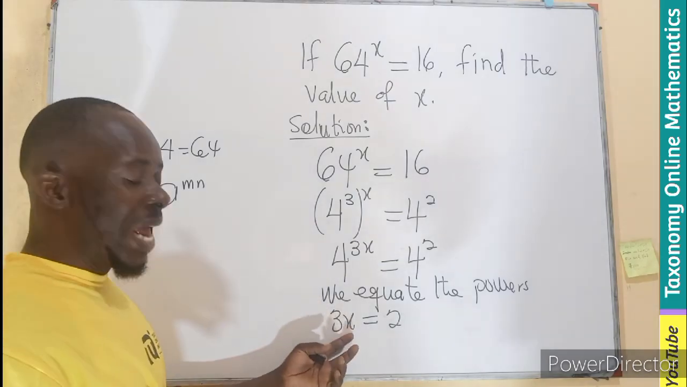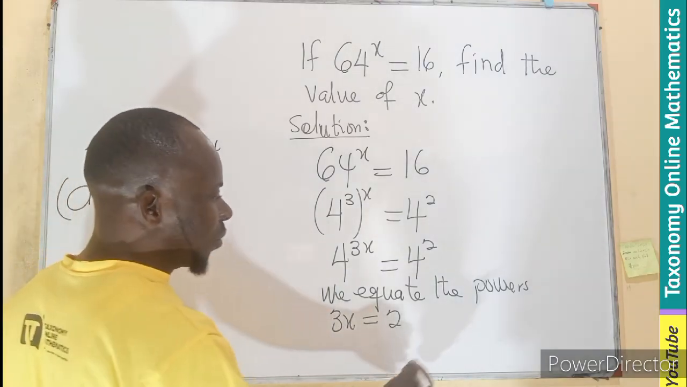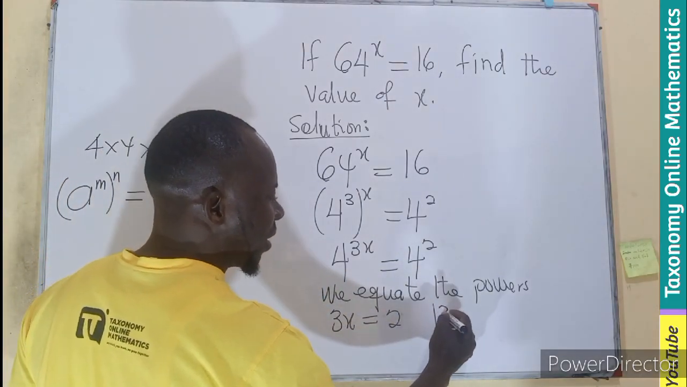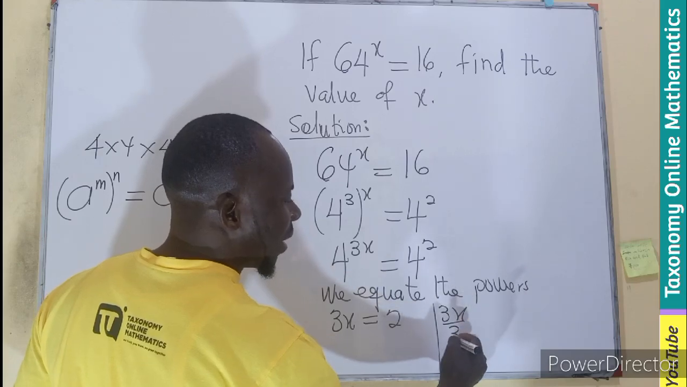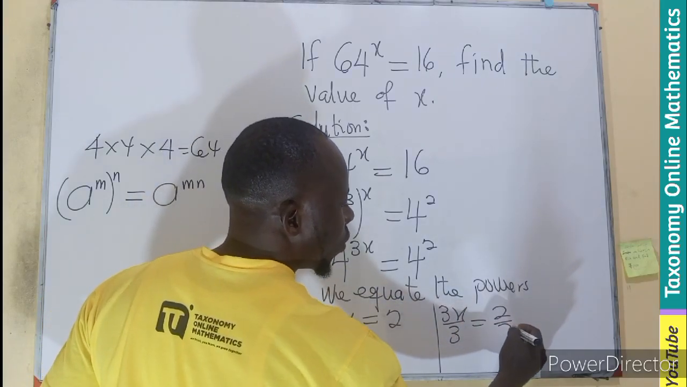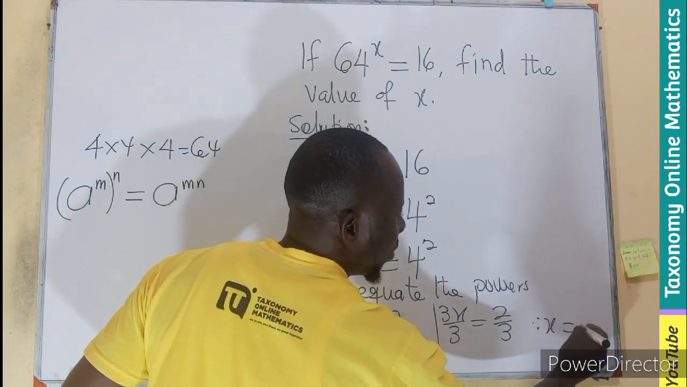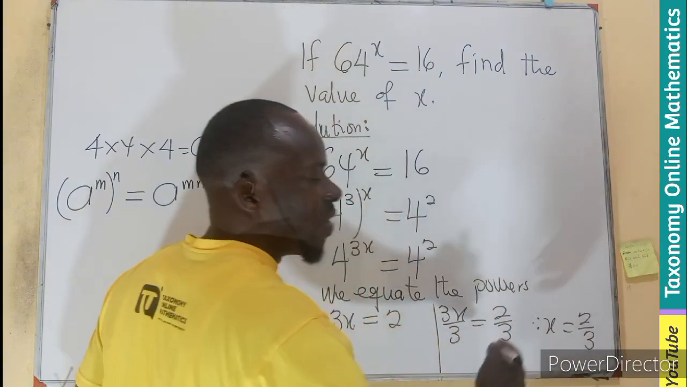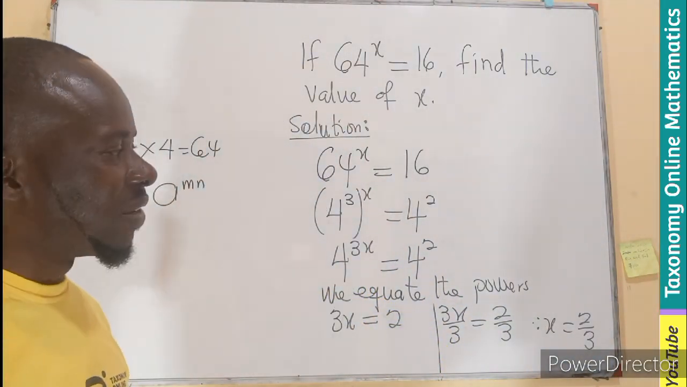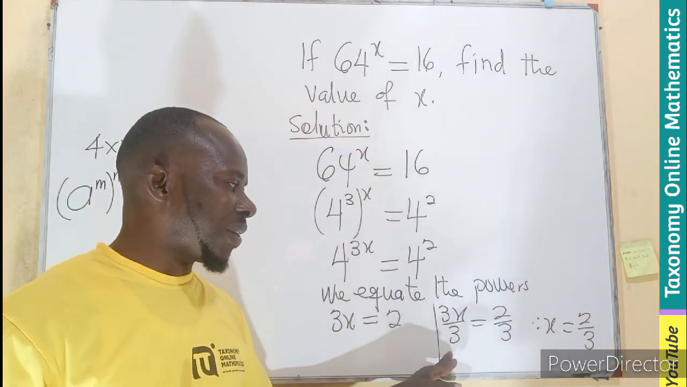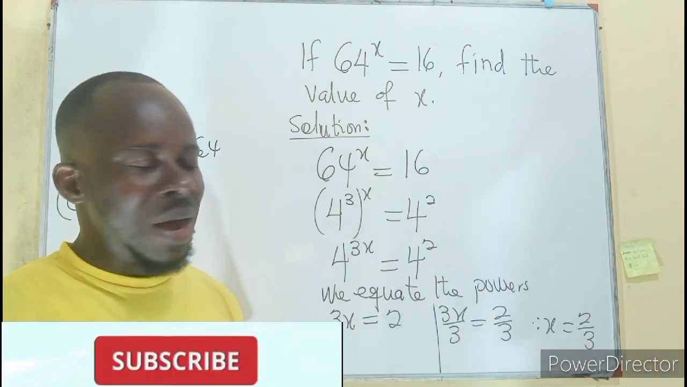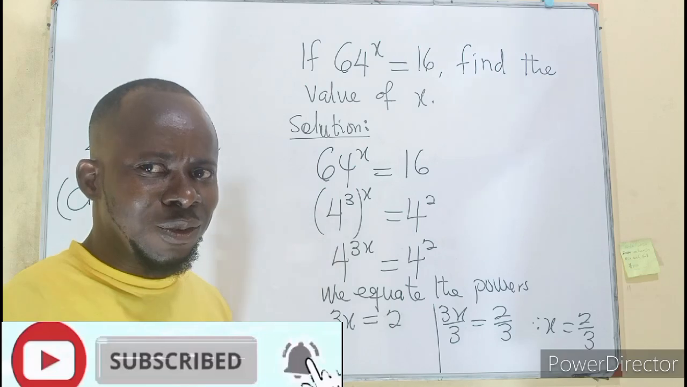So now we can eliminate the 3 by dividing both sides by that. So I'll be having 3x by 3, 2 by 3. You cancel. Therefore, your x will be 2 divided by 3. If you perform that division, the 3 will cancel 3, then 2 will be divided by 3. I guess this is also clear.